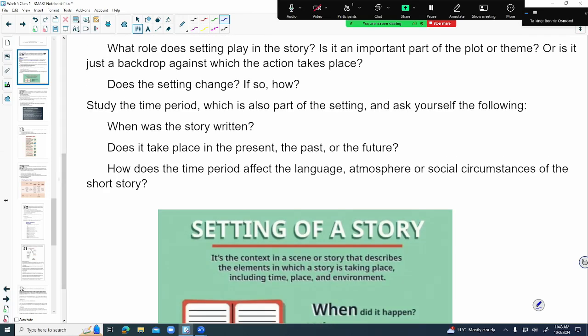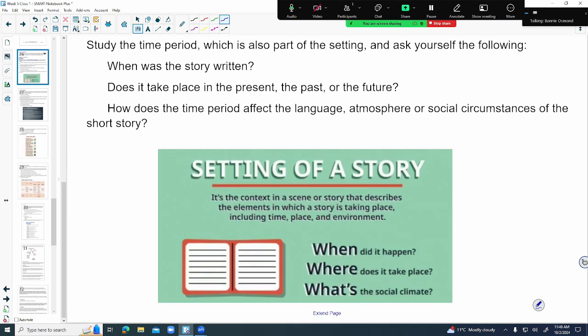Study the time period, which is also part of the setting. So present day, in the past, in the future, where? When was the story written? Does it take place in the present, past, or the future? And how does the time period affect the language, atmosphere, or social circumstances of the short story? Something written during the Middle Ages, the language is going to be different. They're going to use old British words and terms and accents and things like that. The atmosphere is probably going to be more gloomy and desperate. The social circumstances, lots of poverty and those types of things. So you have to think about the setting of the story and if it's important to the story.